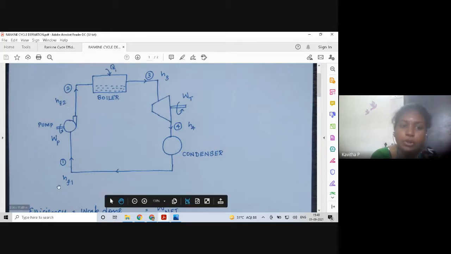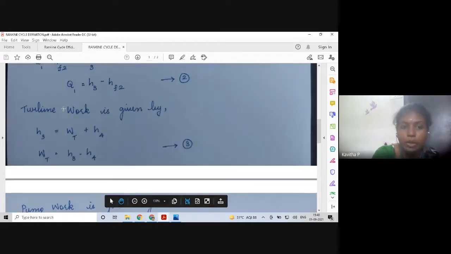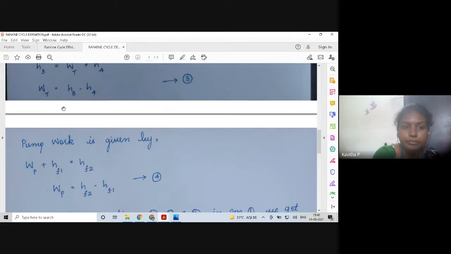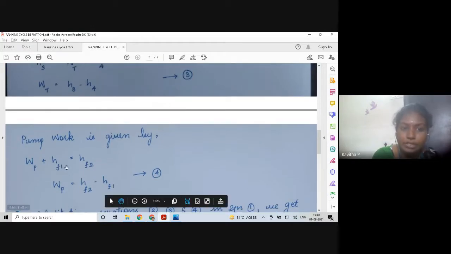So the equation goes as HF1 plus Wp, which is equivalent to HF2. Input equal to output. So Wp plus HF1 is equal to HF2, from which I need the Wp value. So Wp is equal to HF2 minus HF1, which is taken as equation number 4.